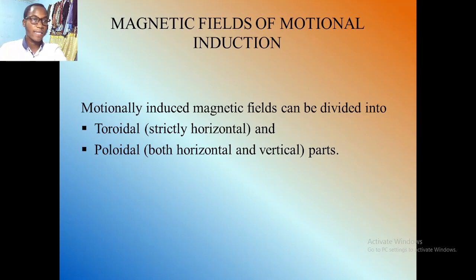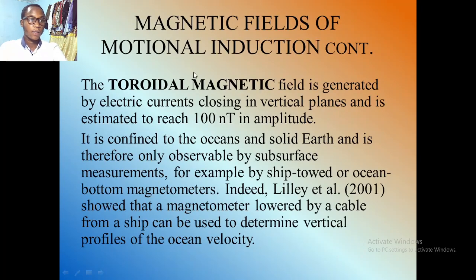Motionally induced magnetic fields can be divided into two: one, the toroidal, and two, the poloidal parts. The toroidal magnetic field is generated by electric currents closing in vertical planes and is estimated to reach about 100 nanotesla in amplitude. It is confined to the oceans and solid Earth, and it can therefore only be observable by subsurface measurements, for example, by ship-towed ocean bottom magnetometers.